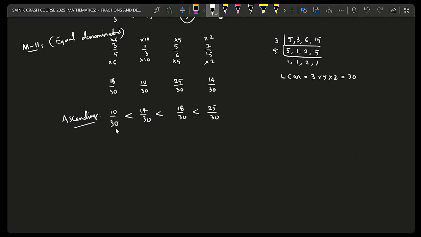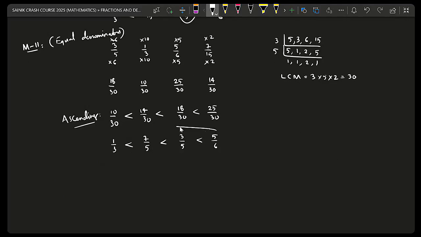10 by 30 came from which fraction? Sir, 1 by 3. 14 by 30 came from? 7 by 15. And 18 by 30 came from? 3 by 5. And 25 by 30 came from? 5 by 6. Okay, now this is the comparison of fractions.